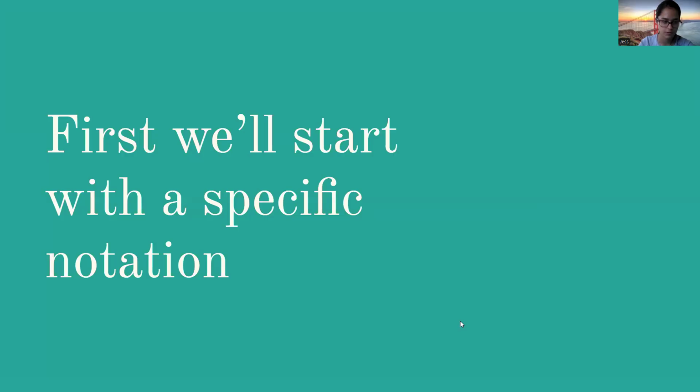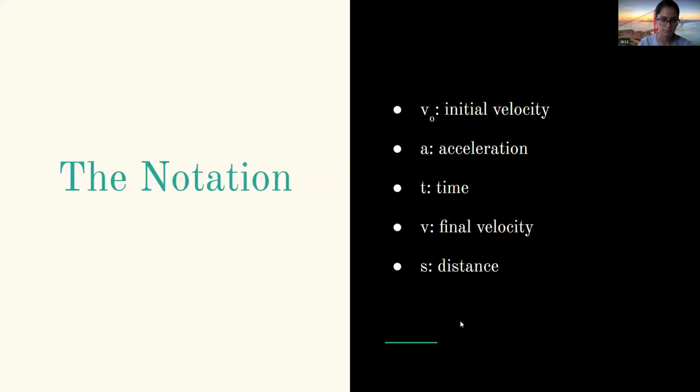Okay, so first we'll start off with a specific notation. This is what the notation looks like. So we have some variables here. We have v0, which stands for initial velocity, a, which stands for acceleration, t, which stands for time, v, which stands for the final velocity, and s, which stands for distance.